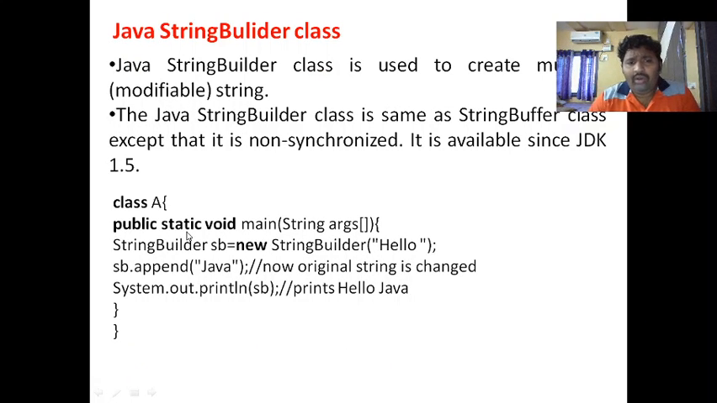Next, from JDK 1.5, they provide another class for creating mutable strings, that is the StringBuilder class. How can we create an object using the StringBuilder class? StringBuilder sb = new StringBuilder("hello"). Here also we can change the string, because here we create a mutable string. But the main difference between the StringBuffer class and the StringBuilder class is that the StringBuilder class is not thread safe. That is, when multiple programs are running in parallel with string objects, we may not get the desired outputs. That is one of the drawbacks of the StringBuilder class.